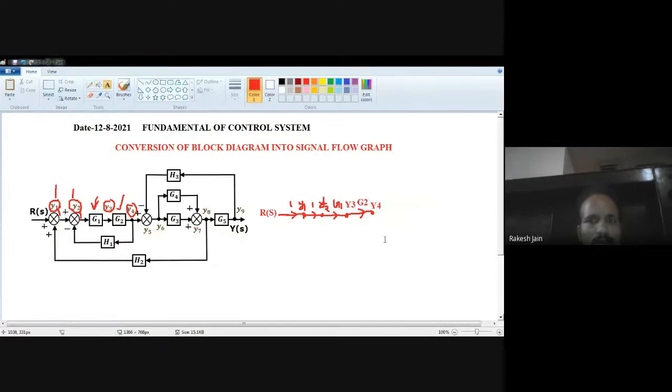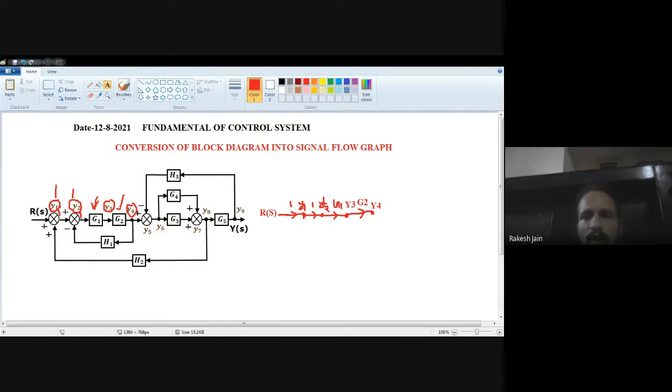Once again, I am telling you to represent the gain by whatever value is given. If a block is present, like G1 and G2, then the gain is G1 and G2. If a summing junction is there, the gain is 1. So 1, 1, G1, G2 are the gains. The names of the nodes are already mentioned in the diagram. If not mentioned, just mark a dot there. So Y1, Y2, Y3 and Y4 are the nodes.